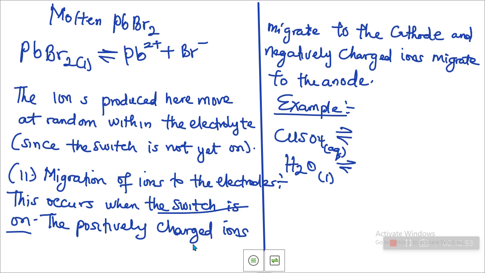Now the positively charged ions migrate to the cathode. I've told you earlier that positively charged ions are what? Cations. While negatively charged ions are what? Anions. So anions will migrate to the anode. Cations will migrate to the cathode.